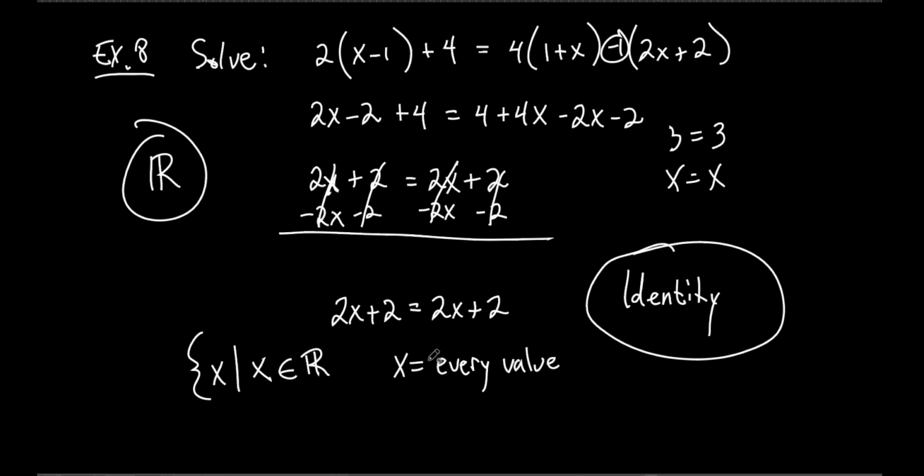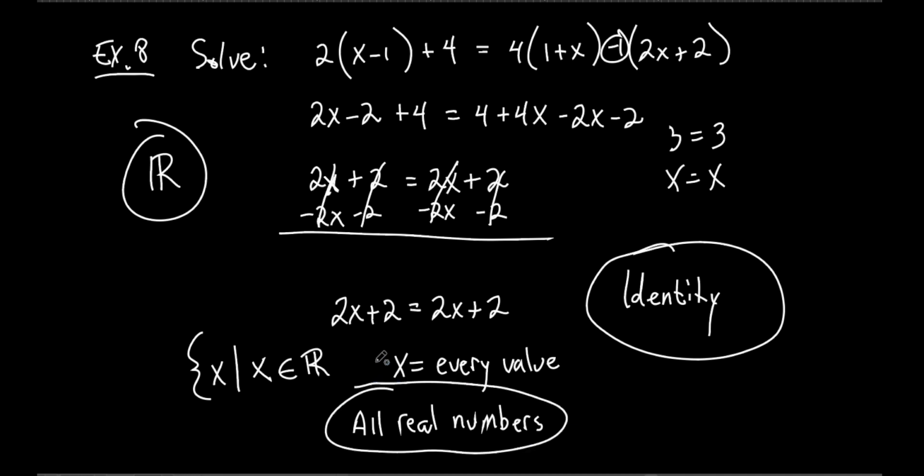So that means any value for x could work for this, any value. All the real numbers, if you want to write it down. Let's write it down like this. This might be a good way to write the answer: all the real numbers. Then you don't have to worry about these crazy symbols and stuff like that. So that would be the answer, all the real numbers.